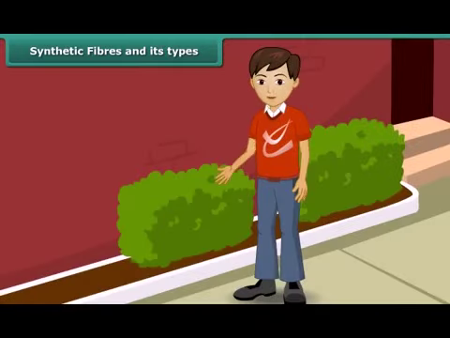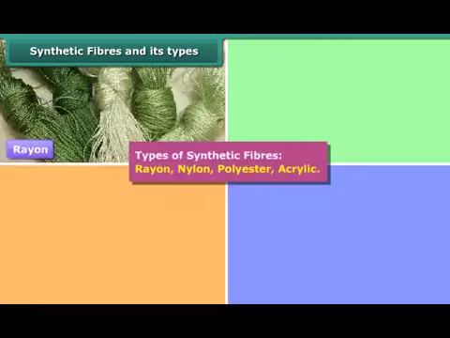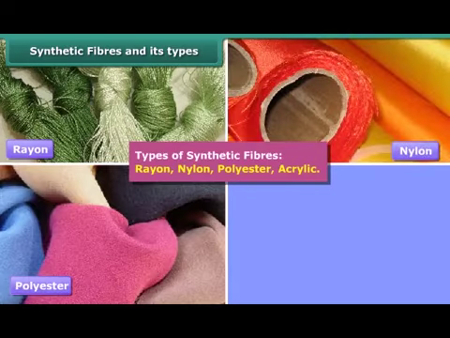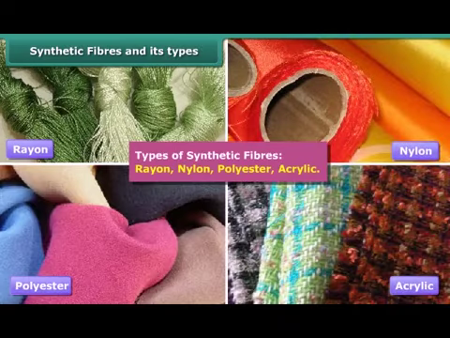Can you recall the various types of synthetic fibers which you use in your everyday life? Depending upon the types of chemicals used for manufacturing synthetic fibers, they are classified as rayon, nylon, polyester, and acrylic.